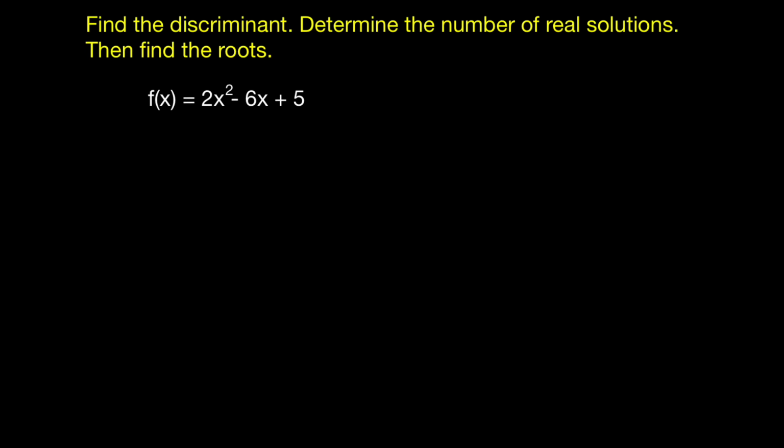Find the discriminant, then determine the number of real solutions. After that, we're going to find the roots. So first, I'm going to label each value. My a value is 2, my b value is -6, and my c value is +5.